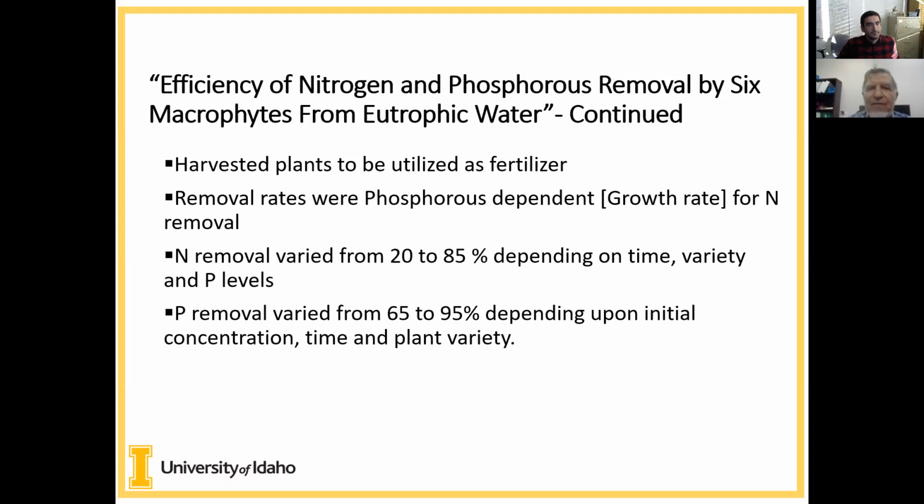Phosphorus removal varied from 65 to 95%, depending upon their initial concentration of the plant, the type, and the plant variety. Here again, we're talking about percent. I don't know what the real numbers were that we're left with.